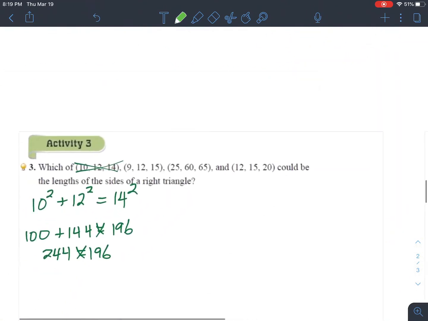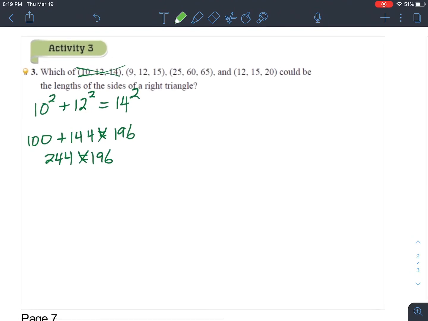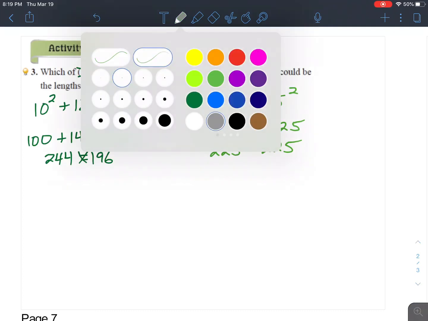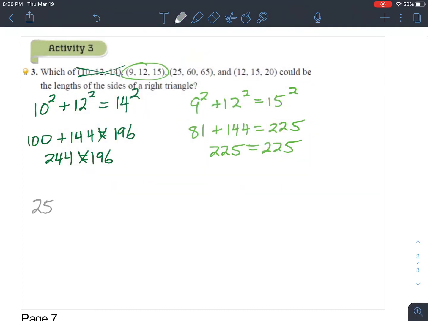Okay, so for the second one then, we have 9, 12, and 15. Well, part of what's going to help is that up here, oh, I didn't actually write it, my mistake. But 9, 12, and 15 is actually going to be a multiple of the 3, 4, 5 right triangle. Even if you didn't see that, we can just put it into the Pythagorean theorem. 9 squared plus 12 squared equals 15 squared. We're going to get 81 plus 144, and we want to check if that is equal to 225. And indeed it is. So we know that this one works. Alright, then we're going to try 25, 60, and 65.